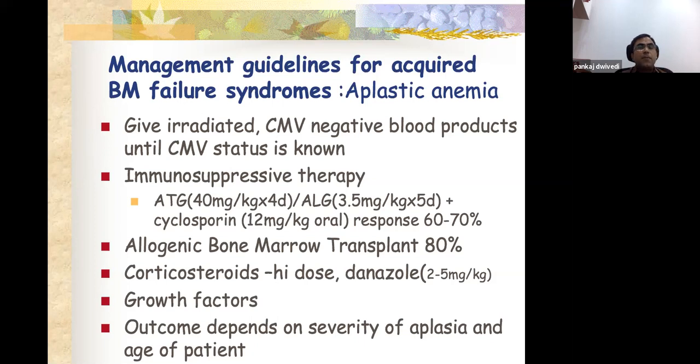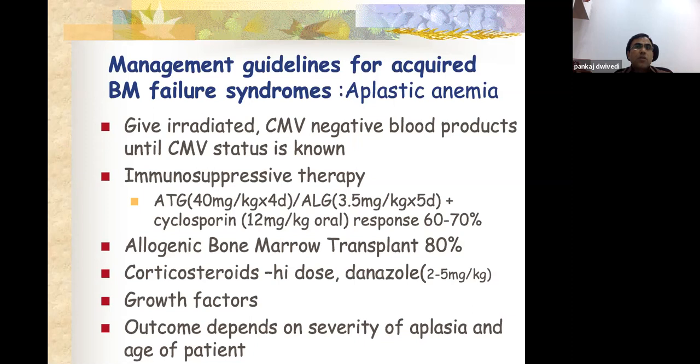You have to give supportive care, because if you are planning them for a transplant, or for immunotherapy, even then they need to be given an irradiated product. You have to give them a CMV negative blood product. Most of the time now the blood banks give you the CMV negative blood product. And so what is the treatment?